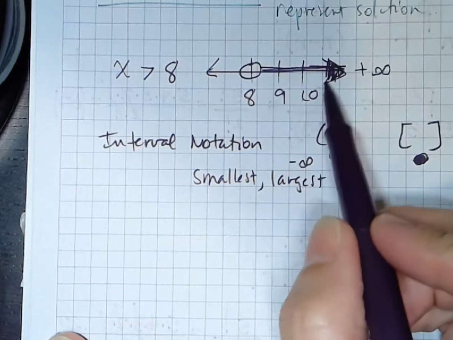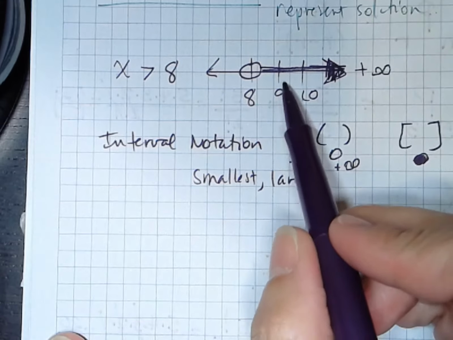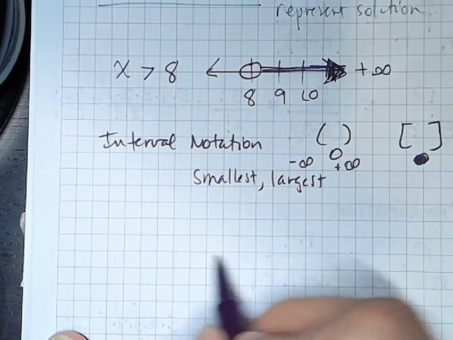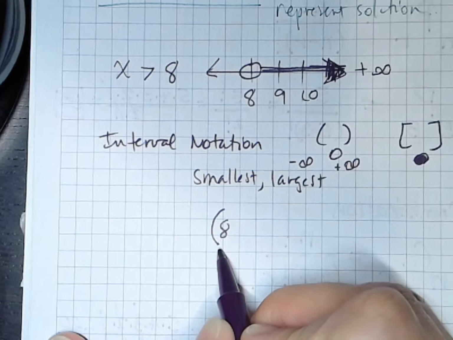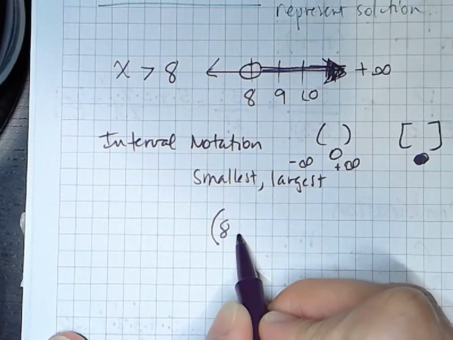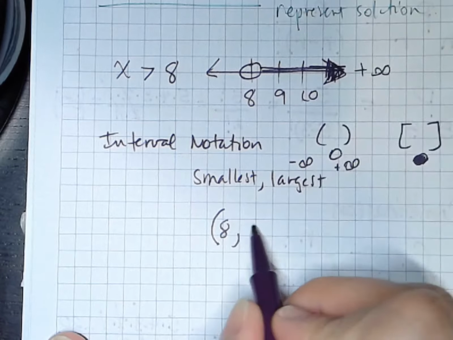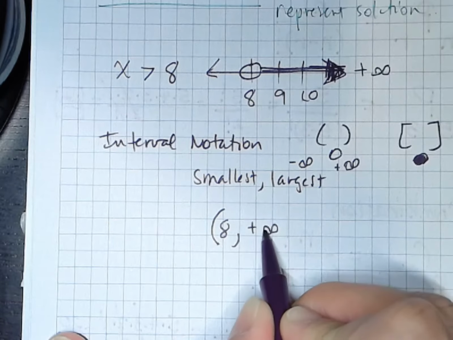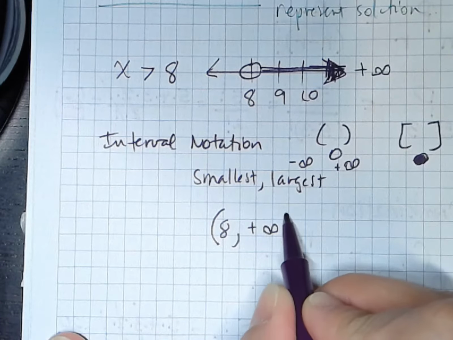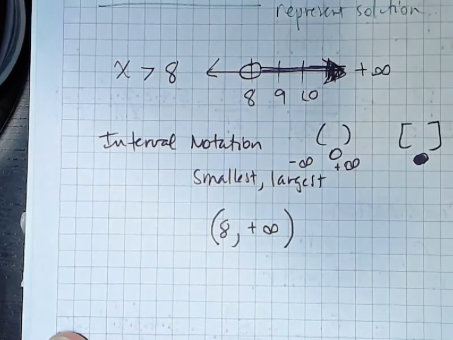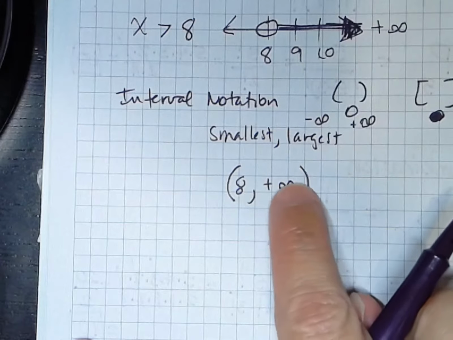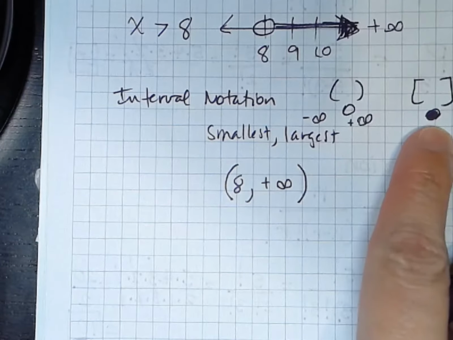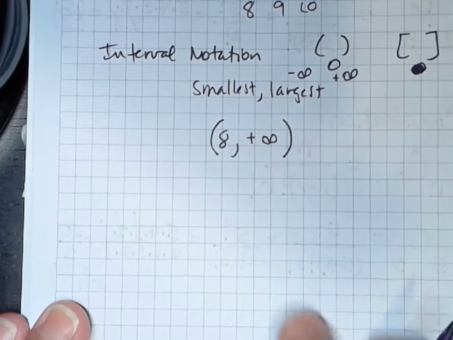So for this one, if I ask you for the interval notation, I'm asking you what did you shade? Well, you started off at 8, but you didn't include 8, so you have to use a parentheses. And then you went off in the positive direction forever and ever and ever, so you went off to positive infinity, and you have to use the parentheses. Okay, because we don't include an infinity. Infinity is not a number. We cannot use a bracket around an infinity.